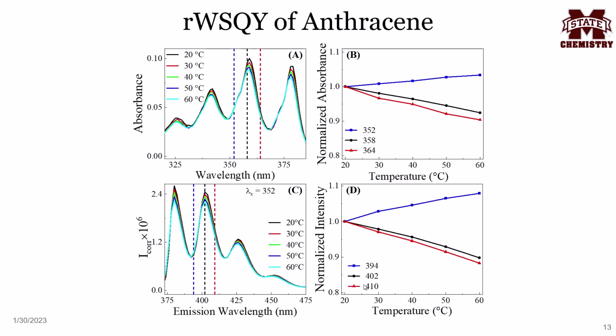This is because the fluorescence quantum yield is defined as the ratio of the emitted photons to absorbed photons. To solve for this, we can use our integrated ratiometric wavelength-specific quantum yield model to determine if the quantum yield is changing with wavelength and/or temperature.